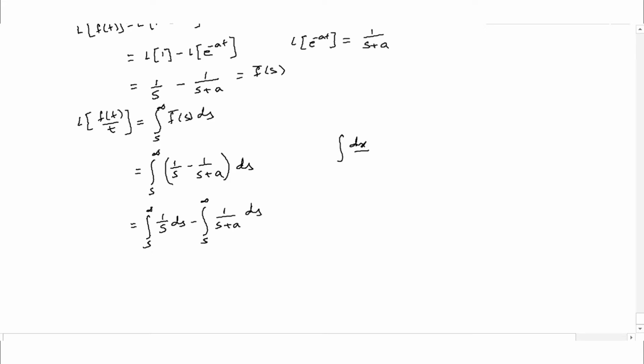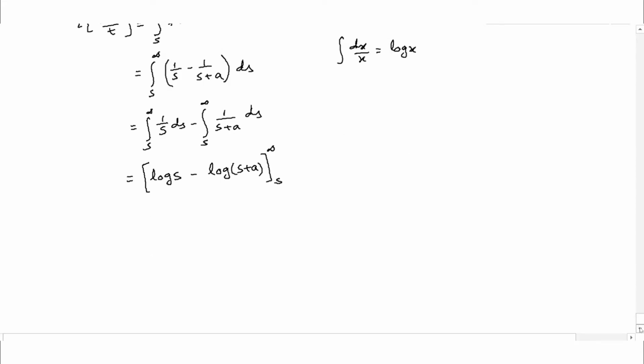We know the basic formula: the integral of dx by x is log of x. Using that formula, you will be getting log of s minus log of s plus a. Both integrals have the same limit values, so you can write the limits as s to infinity. We know the properties of logarithm: log m minus log n can be written as log of m by n. So it can be written as log of s by s plus a, with limits s to infinity.